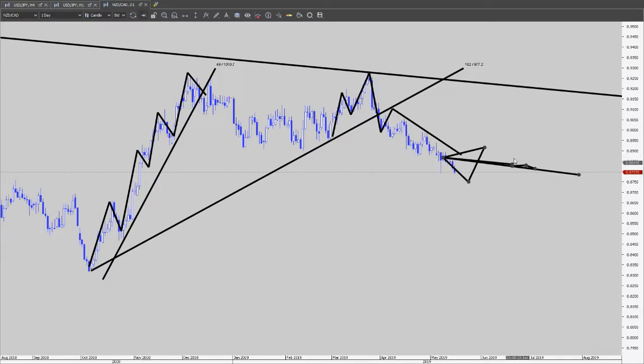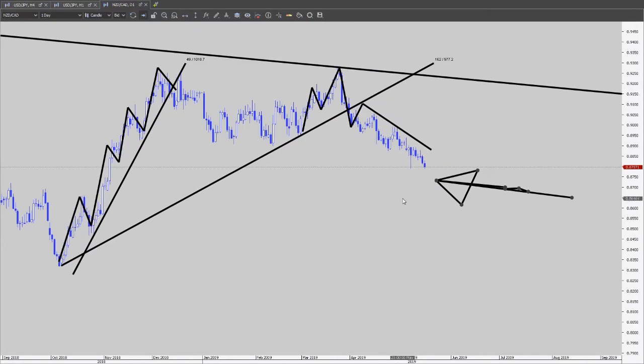So now you need to wait for the extension to complete or go to smaller time frames and measure this downtrend. Down extension, right? Up retracement, down extension, and you need to measure this downtrend.